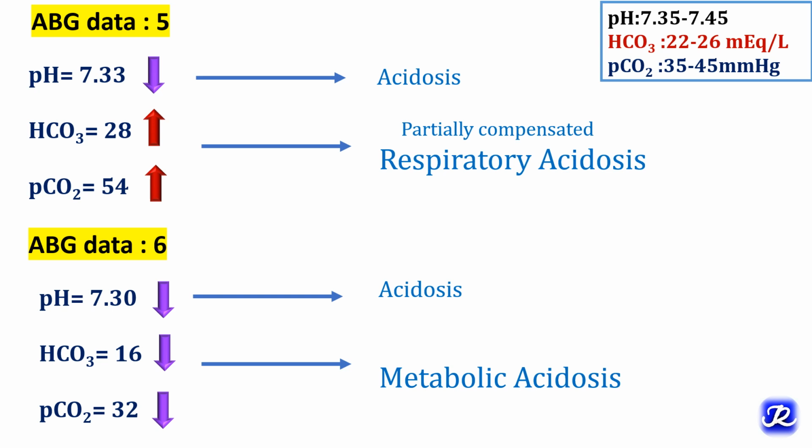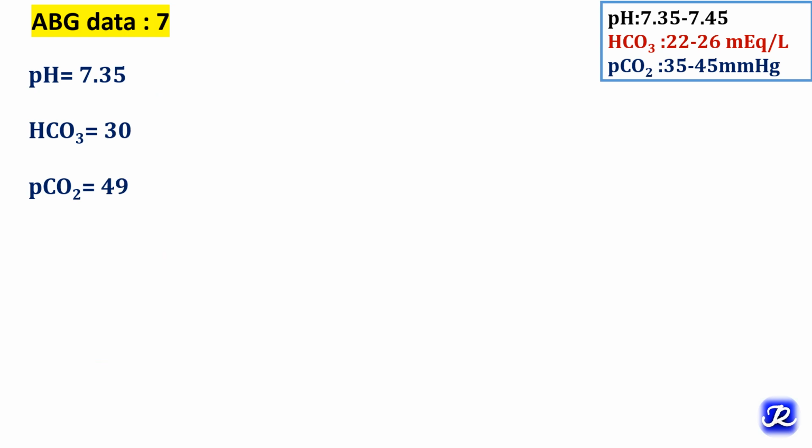So now whether it is a full compensation or partial compensation, as pH is not at normal, it is partially compensated metabolic acidosis. This ABG data shows pH 7.35, which is normal. Bicarbonate is 30, means it is increased. Partial pressure of carbon dioxide is 49, means it is increased. So if we apply the first step, we can't comment whether it is acidosis or alkalosis. But as both bicarbonate and PCO2 are increased, definitely we can say that it is a compensatory state. And pH is normal, so it is a fully compensated state.